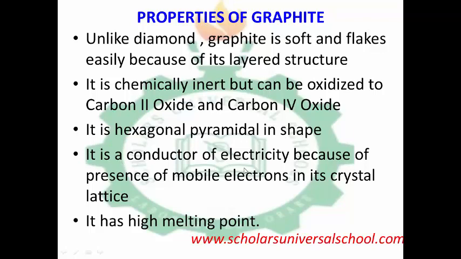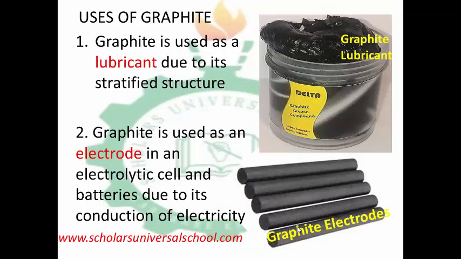It is a conductor of electricity. Diamond cannot conduct electricity because it does not have free electrons in its outermost shell. But one of the valence electrons of graphite is mobile. It is free, and that is why graphite can conduct electricity, but diamond cannot. It also has a high melting point, but definitely not as high as that of diamond.